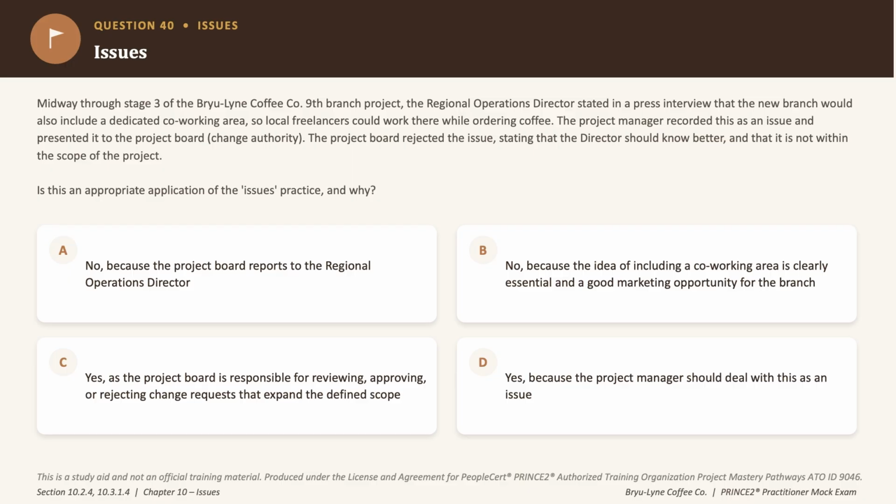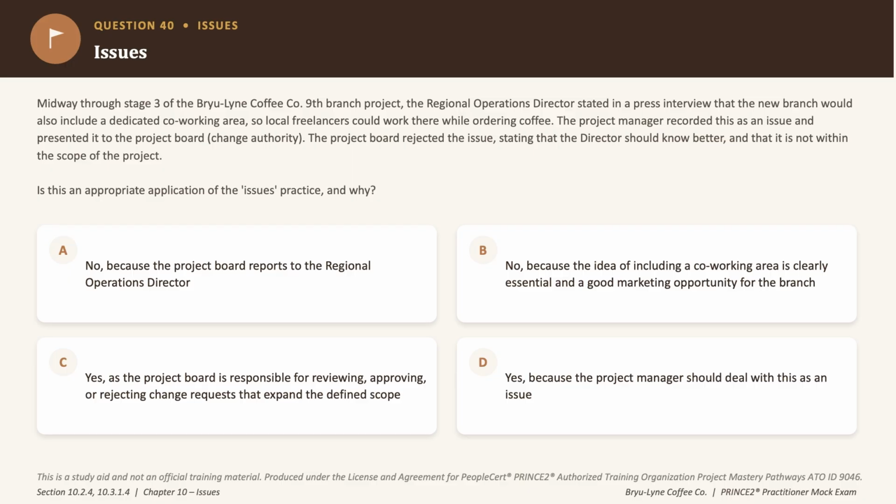Okay, so the regional operations director announced in a press interview that the new branch would include a co-working area, and the project manager logged it as an issue, and the project board rejected it as it was out of scope. So the question is, is this an appropriate application of the issues practice and why?